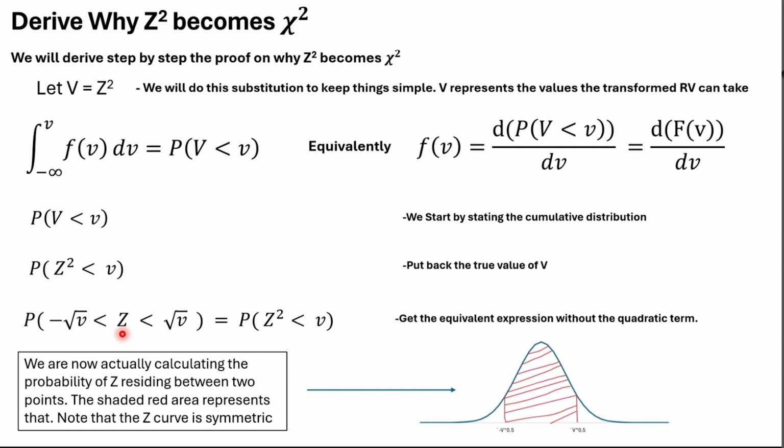So for Z squared to be less than v, Z, please note there's no square on this, now you've taken a square root on the whole expression. We get this nice inequality. So Z is less than the positive square root of v, and Z is more than the negative square root of v. So we basically want to calculate the probability that Z will be residing between the two respective square roots. Also note that the normal curve is symmetric, and in the next slide we will utilize some properties of it being symmetric and further simplify this expression.